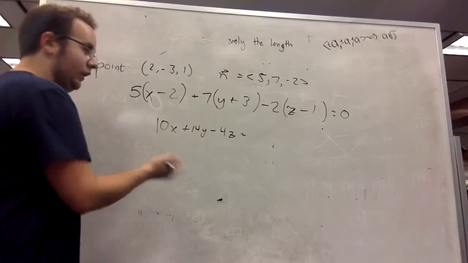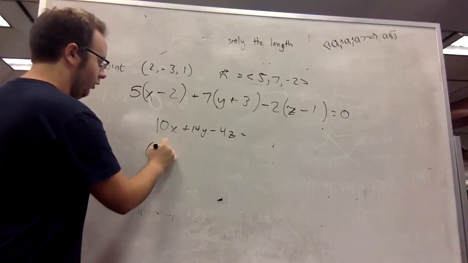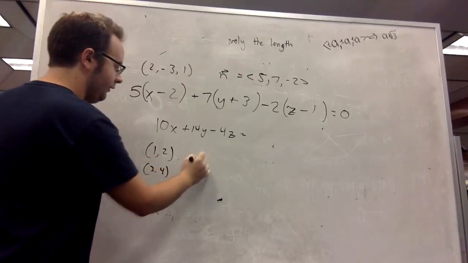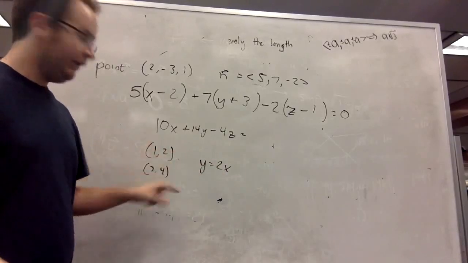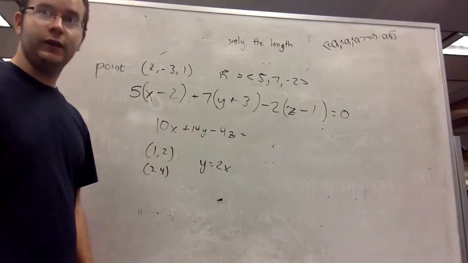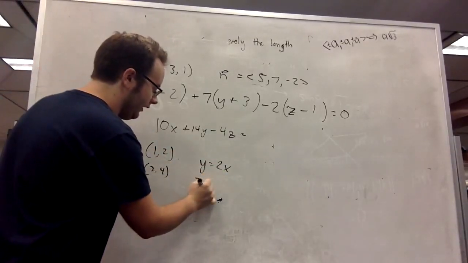That's me saying, what line passes through (1, 2) and (2, 4)? Well, that would be the line y equals 2x, right? I plug in 1 for x, what do I get for y? 2. I plug in 2 for x, what do I get for y? 4, right? This is also equivalent to the same line, 3y equals 6x.